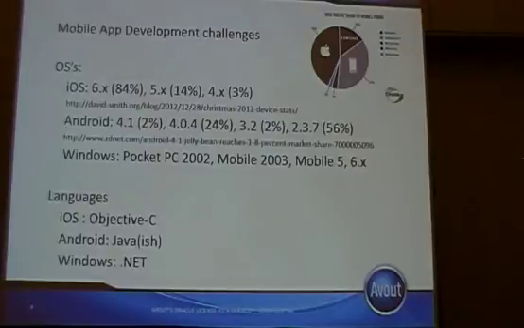but Android is all over the place. This was as of December. There was only 2% on 4.1, yet 24% on 4.0.4. 56% is still running a real old version of Android, 2.3.7. Android is a heck of a lot more tricky, right?